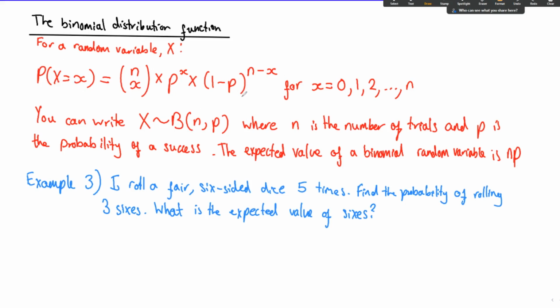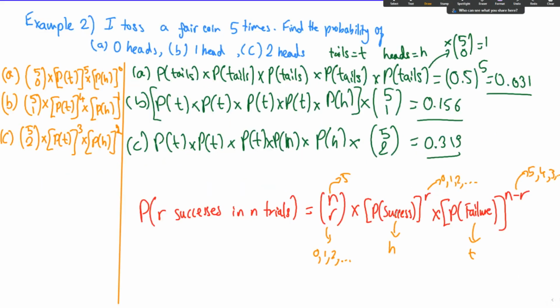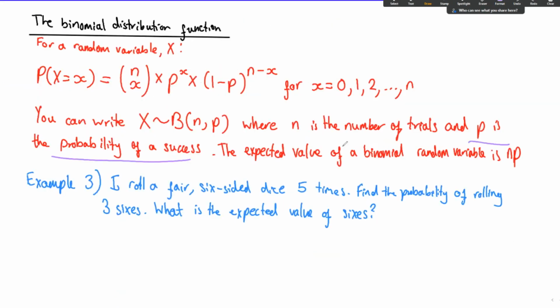But this is a special type of binomial, a special type of probability distribution function, and it denotes a binomial random variable. And you can see it goes basically along the same lines. The only difference is that instead of r, we're using x, and instead of success and failure, we're using p as the probability of success. Here it says p is the probability of a success. So that's the same thing as p success, and we're using 1 minus p as our probability of failure, because if you don't succeed, you fail, so it'll be 1 minus p.